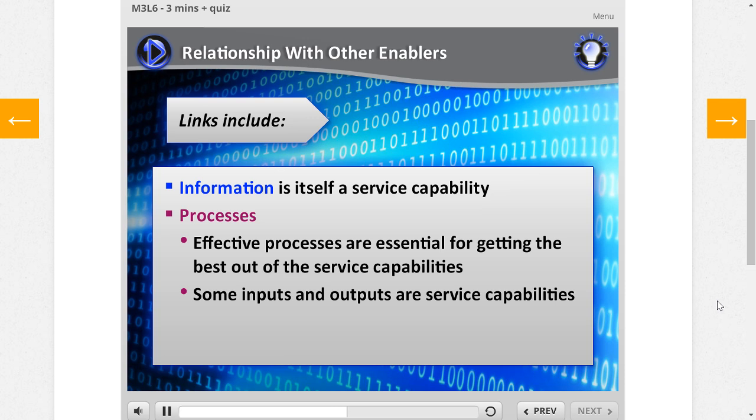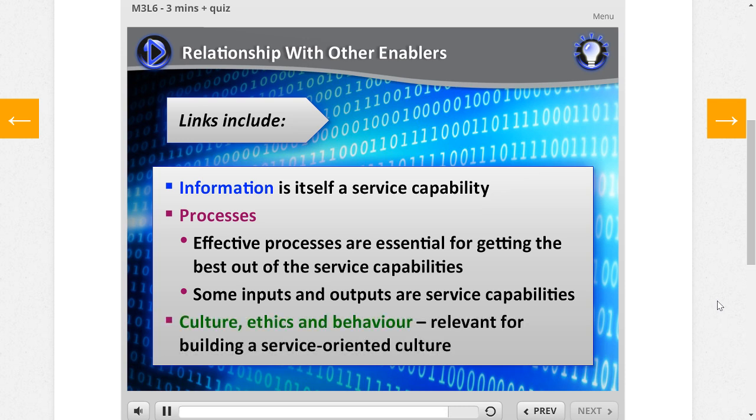Some inputs and outputs are service capabilities. For example, an output of the process APO04 Manage Innovation is a recommendation for the use of some new technology. And that is an input to process BAI03 Manage Solutions Identification and Build. Culture, ethics, and behavior. This enabler is obviously relevant for building a service-oriented culture.